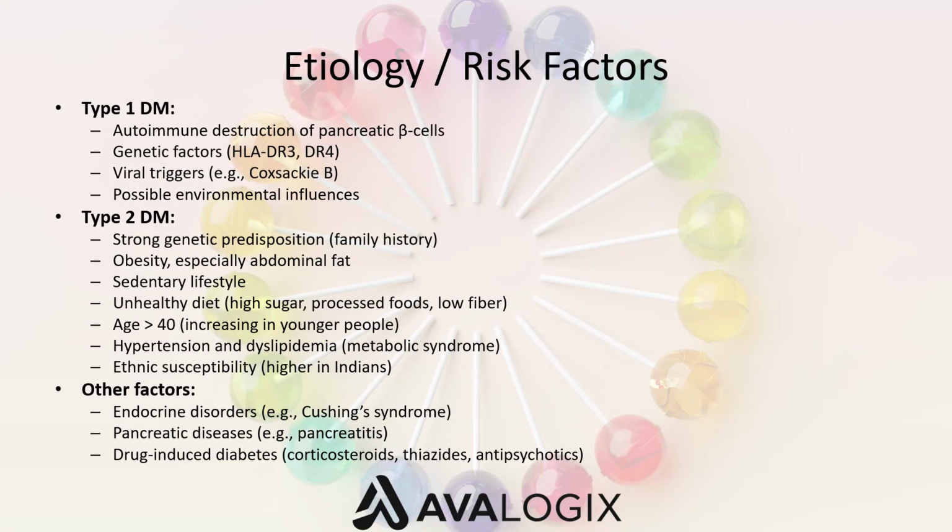So, what exactly causes diabetes? To understand that, we need to look at both the root causes and the risk factors that contribute to its development. The causes differ a bit between type 1 and type 2 diabetes, though there is some overlap. Let's start with type 1 diabetes. This type mainly happens because the body's immune system mistakenly attacks and destroys the insulin-producing beta cells in the pancreas.